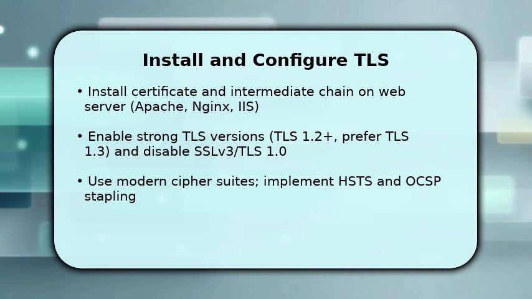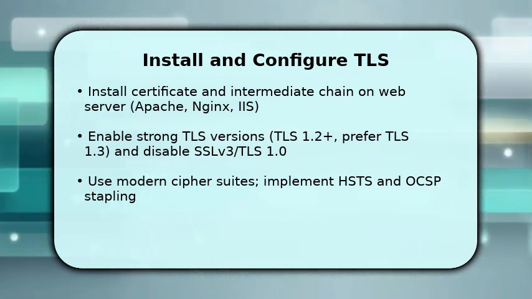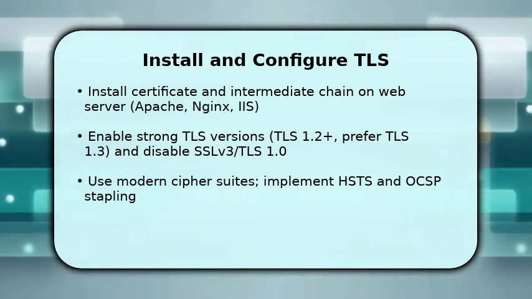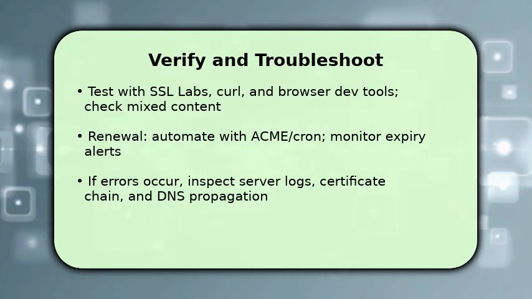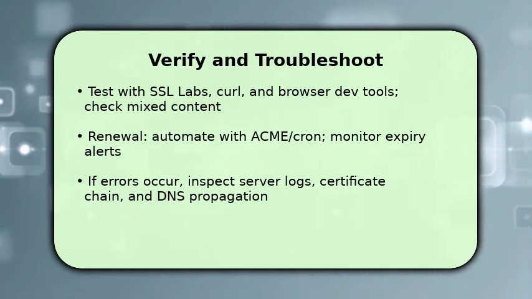Configure cipher suites to prefer ECDHE and AEAD ciphers, enable HSTS to force HTTPS, and enable OCSP stapling so clients get certificate revocation status. Finish by testing from multiple clients. Run SSL Labs for a grade, use curl -v and browser dev tools to spot mixed content or insecure refs. Make sure links, APIs, and external assets use HTTPS.